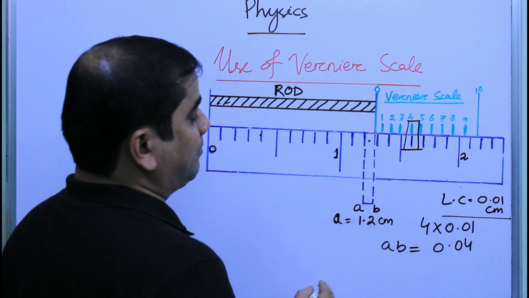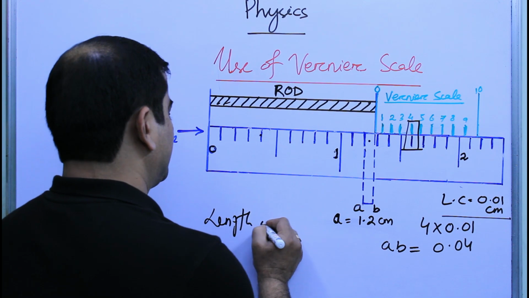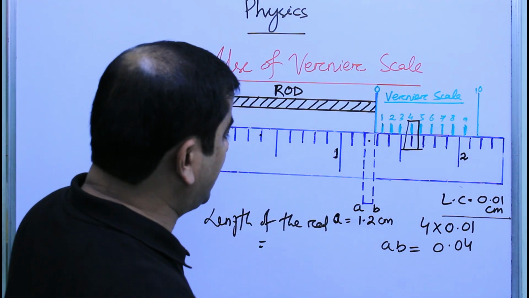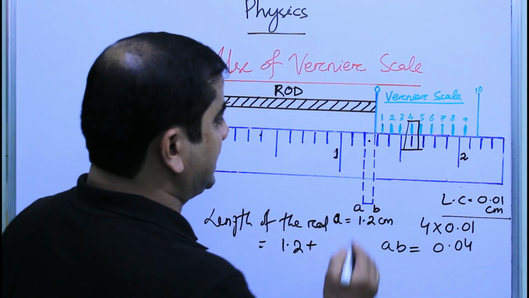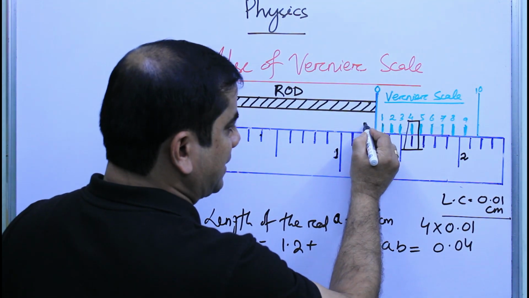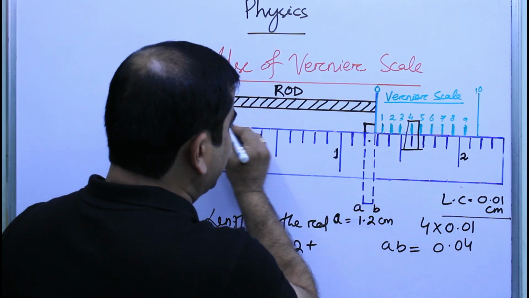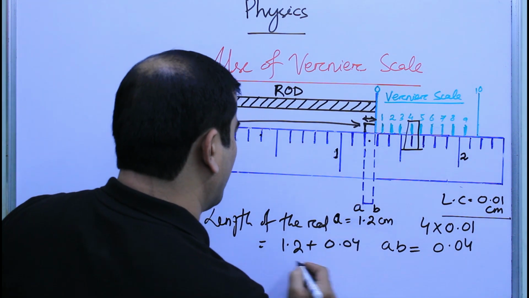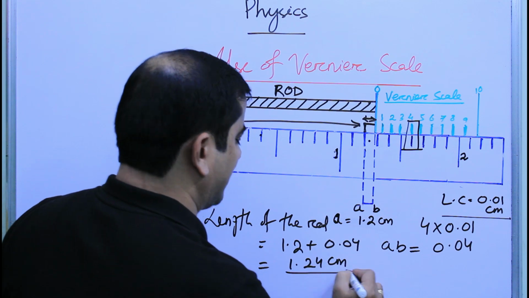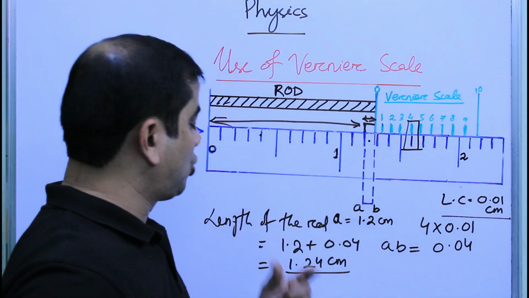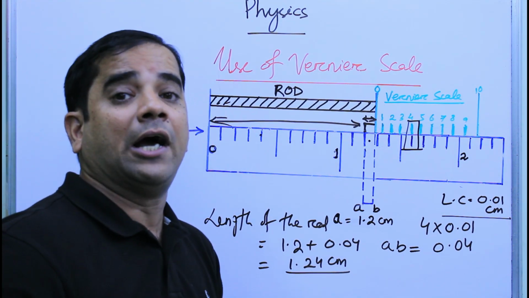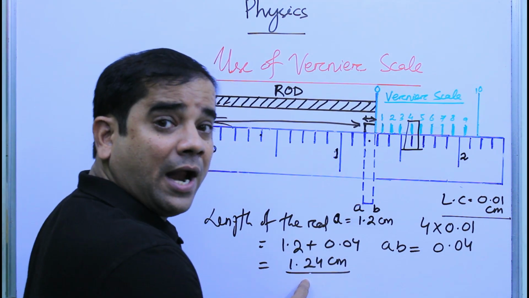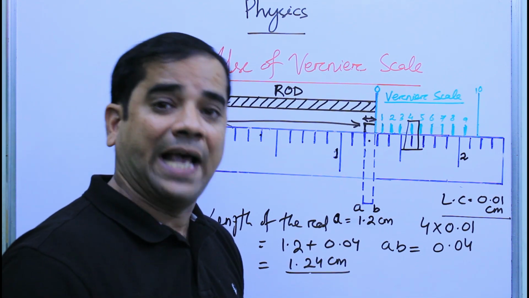So what is the length of the rod then? The length of the rod would be the length on the main scale that can be measured, that is 1.2, plus the length of AB, isn't it? See, up to here is the length up to A and this is AB. So when we add this length with this length, we get the length of the rod. So 1.2 plus 0.04 gives us 1.24 centimeter. In that way, we find the length of the rod to be 1.24 centimeter, which is impossible to measure using a metric ruler. That is why the vernier scale is very important for us, which lets us go beyond the first decimal point and helps us to measure the length of any object precisely and accurately.